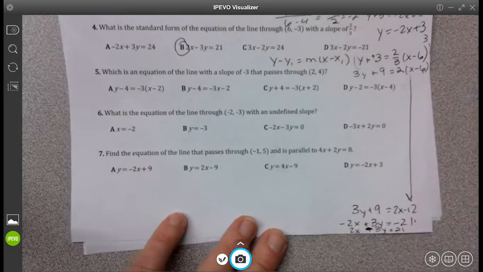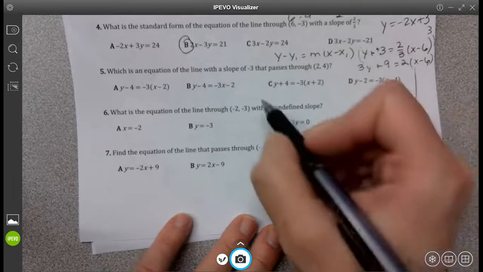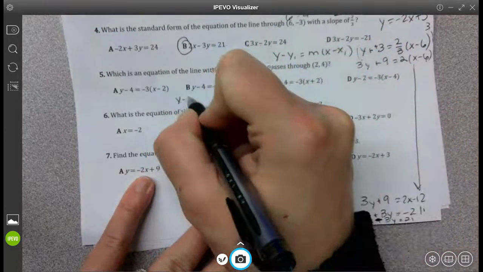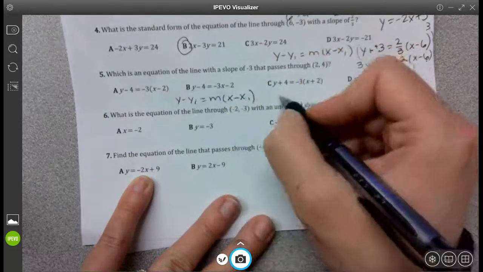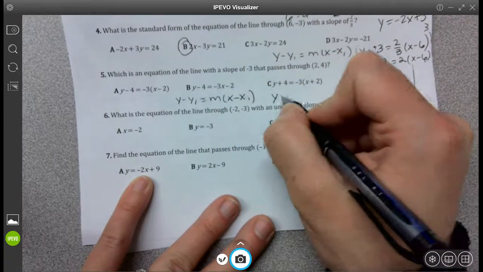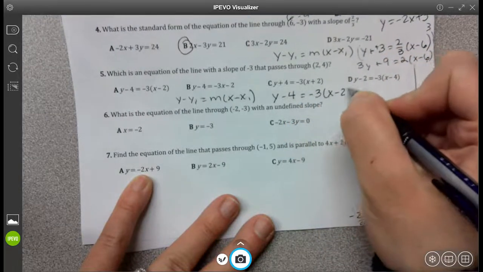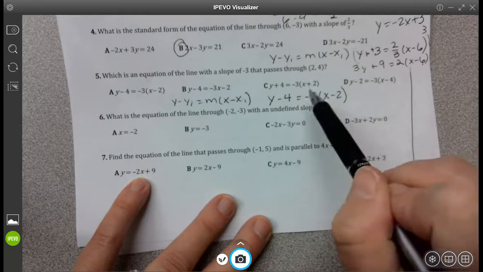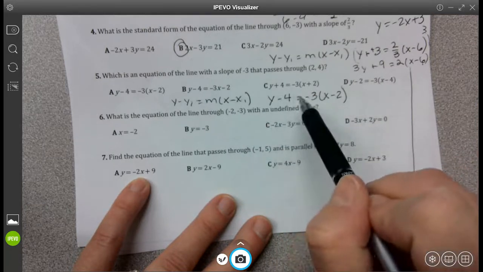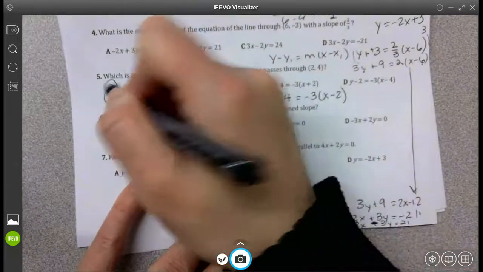Okay, which equation of a line with the slope of -3 that passes through 2, 4? So y minus y1 equals m times x minus x1. So which one is that? Not here, not here. Nope. It has to have the parentheses.